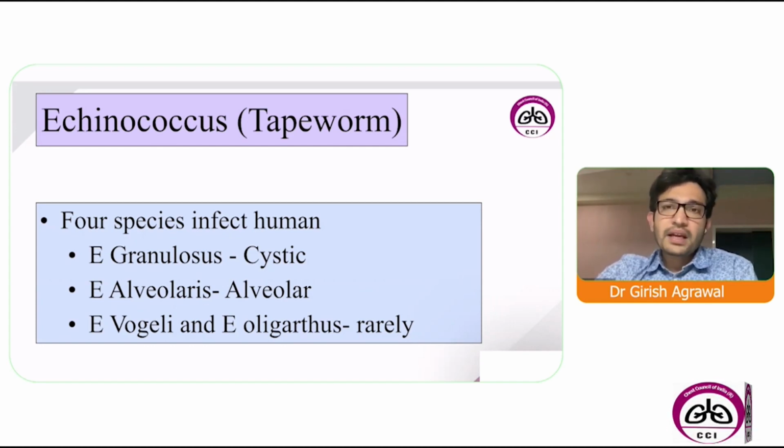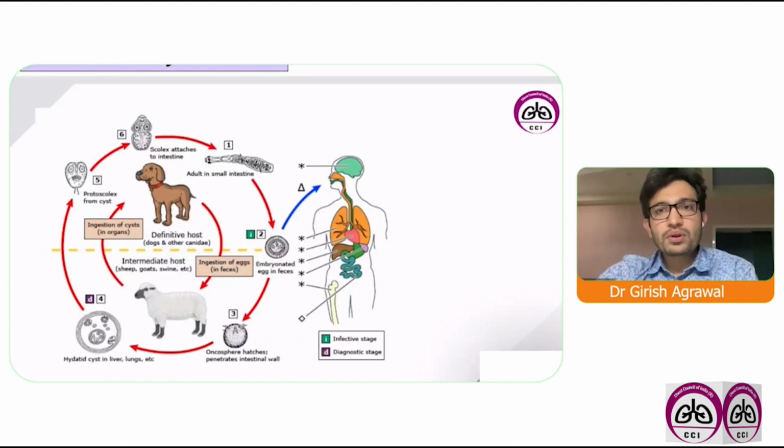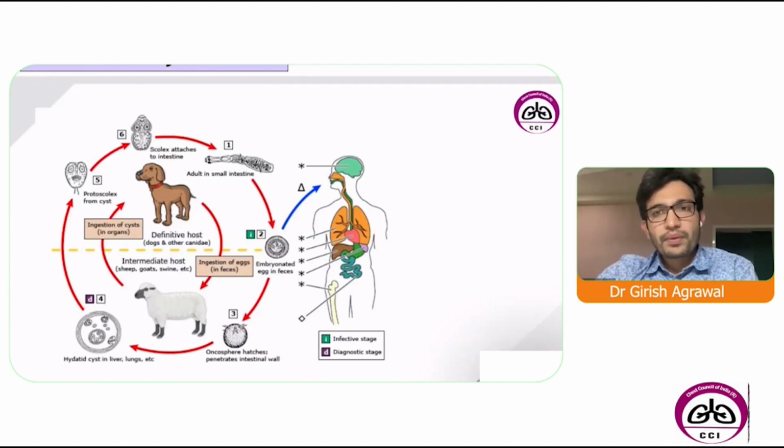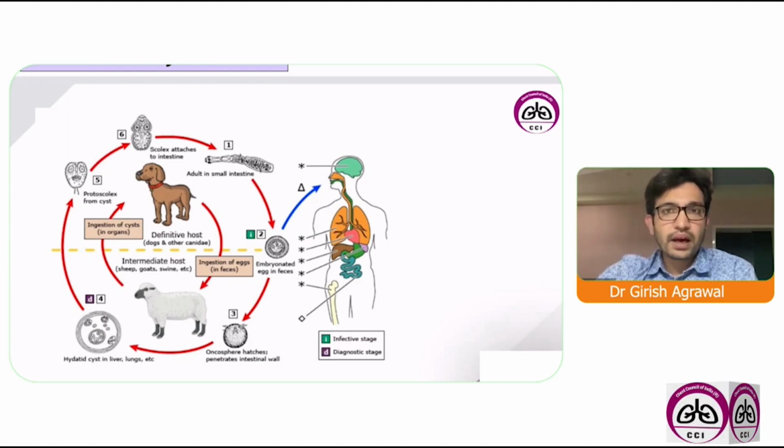A brief on the life cycle. There are basically 2 hosts for the echinococcus: one is a definitive host, the other an intermediate host. Dog and other canids become the definitive host, and sheep, goats, or swine the intermediate host. After ingestion of the fecal material of the dog, or infected soil or water, the embryonated eggs in the feces are passed on to the sheep, the intermediate host, where they transform from oncospheres to the hydatid cyst.